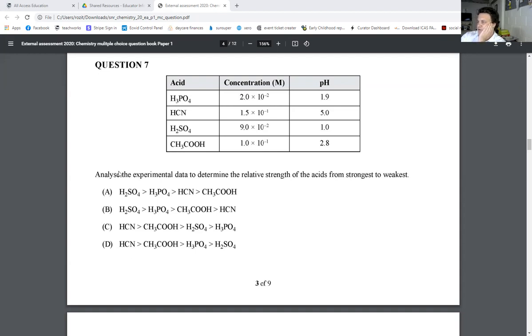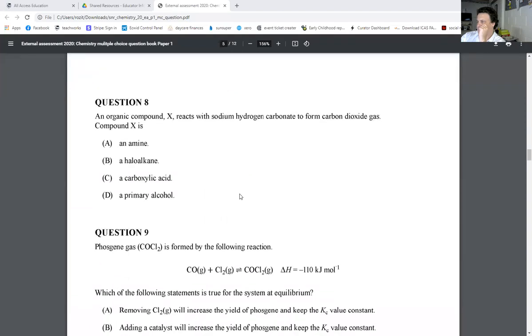So sulfuric acid being the strongest. Phosphoric acid, then ethanoic acid, hydrogen carbonate, or hydrocyanic acid. Yep, perfect. This was one of the questions. Again, slightly different.